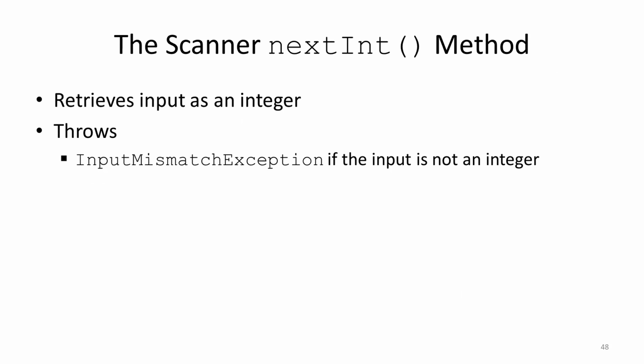When you're using a Scanner, you will be using the different next methods to get the input. So we've already looked at nextInt, so that retrieves input as an integer. That may throw an input mismatch exception if the input is not an integer. This is probably the most restrictive number method because it has to be an integer. If it's anything other than an integer, then the input mismatch exception will be thrown.